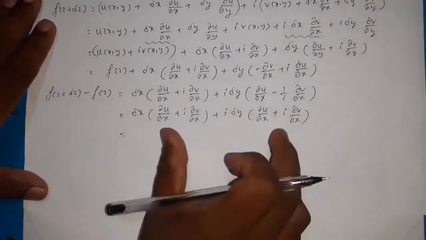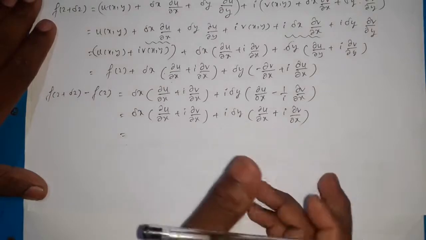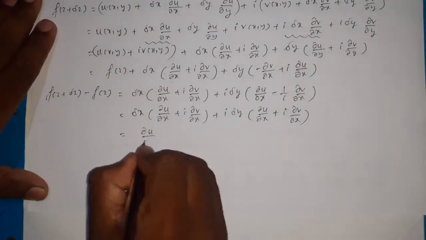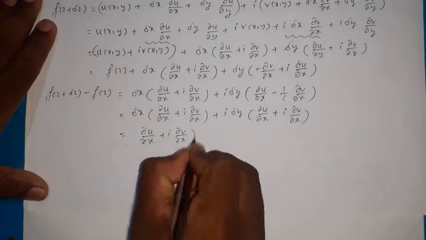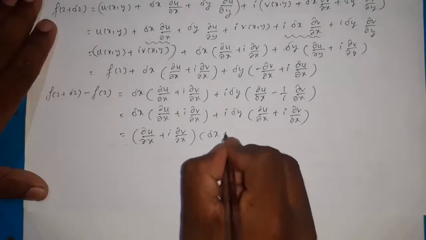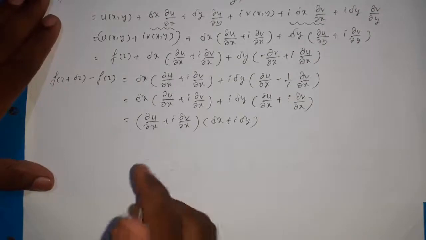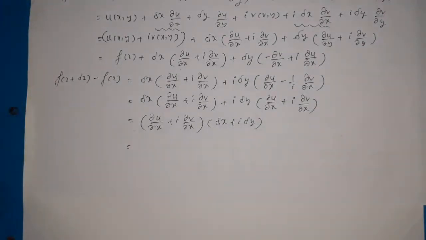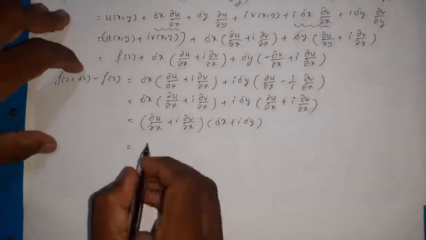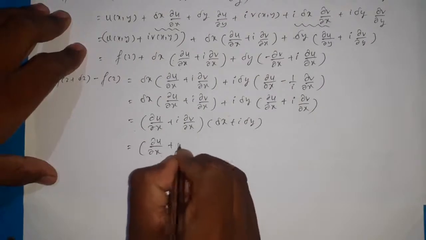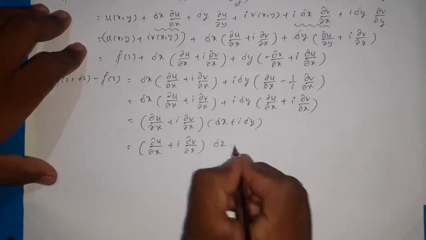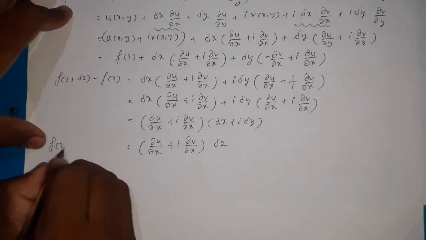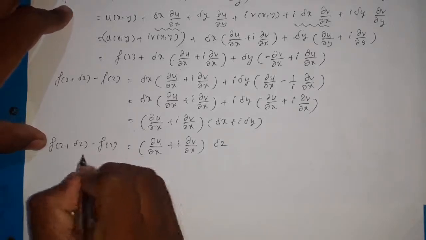So now these two terms are one and the same, then we can take that as the common term. So therefore dou u by dou x plus I into dou v by dou x is common, remaining delta x plus I delta y. So what is that delta x plus I delta y? That is nothing but delta z, because z equal to x plus iy, then delta z means increment in z. So if z is increasing means both x and y are increasing. So therefore dou u by dou x plus I into dou v by dou x into delta z is equal to f of z plus delta z minus f of z.